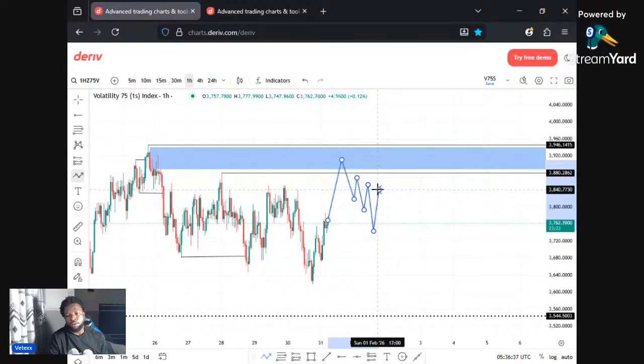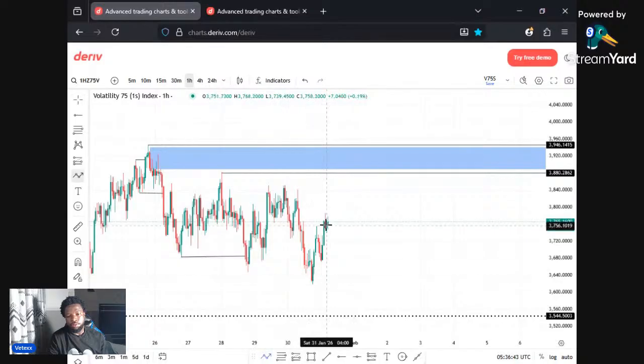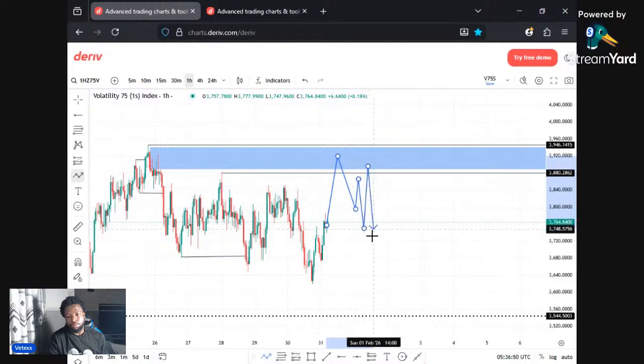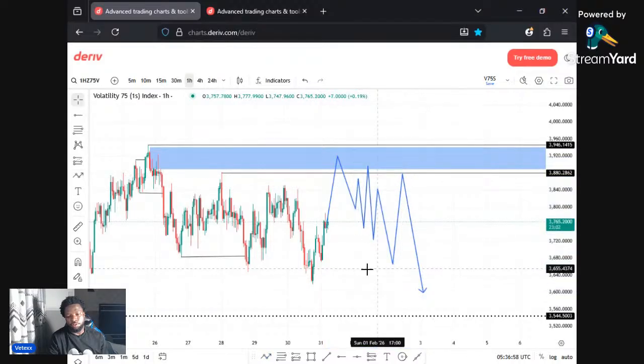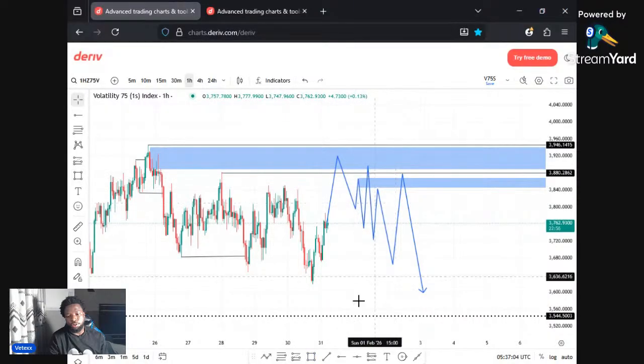Okay, let me remove this. Anticipate this. Now this is the zone, then price will start selling in the opposite direction. So this is what we anticipate. Once price does this, go to the lower time frame, look out for your continuation, and then you start selling.